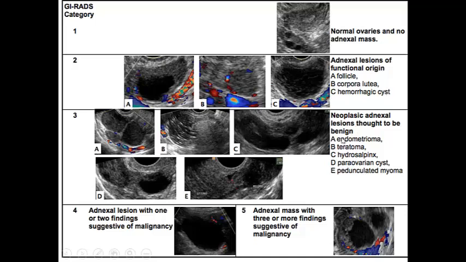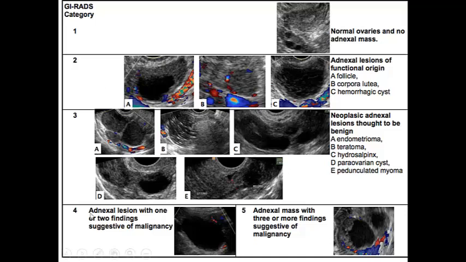Then came the neoplastic lesions that are thought to be benign, like the endometrioma, which has a typical appearance of low-level internal echoes within, typical appearance of teratoma with dot-dash appearance and tip of iceberg sign, hydrosalpinx, a tubular structure like that, oblong tubular structure in the adnexal region, para-ovarian cyst, the presence of a cyst beside a normal ovary, and pedunculated leiomyoma or pedunculated fibroid. All these are benign entities, but sometimes we need MRI for characterization.